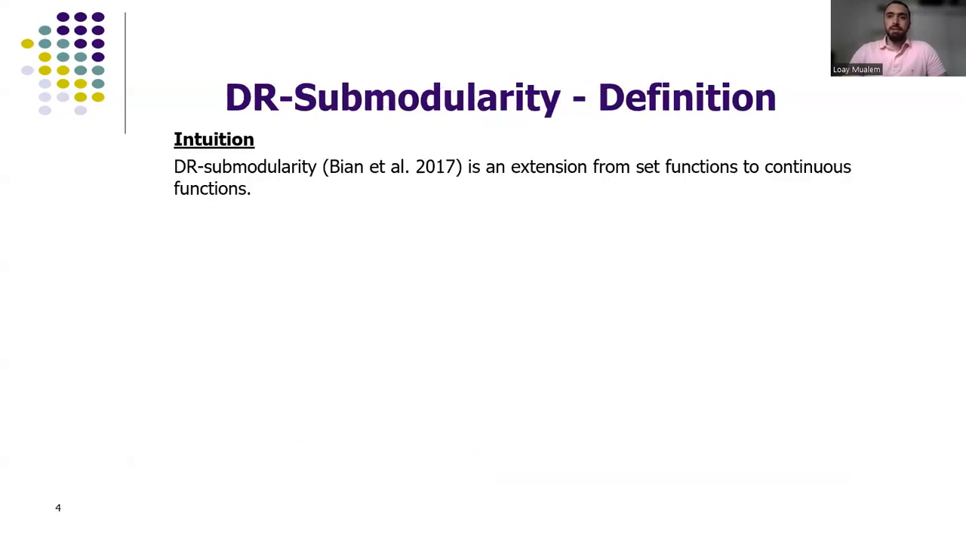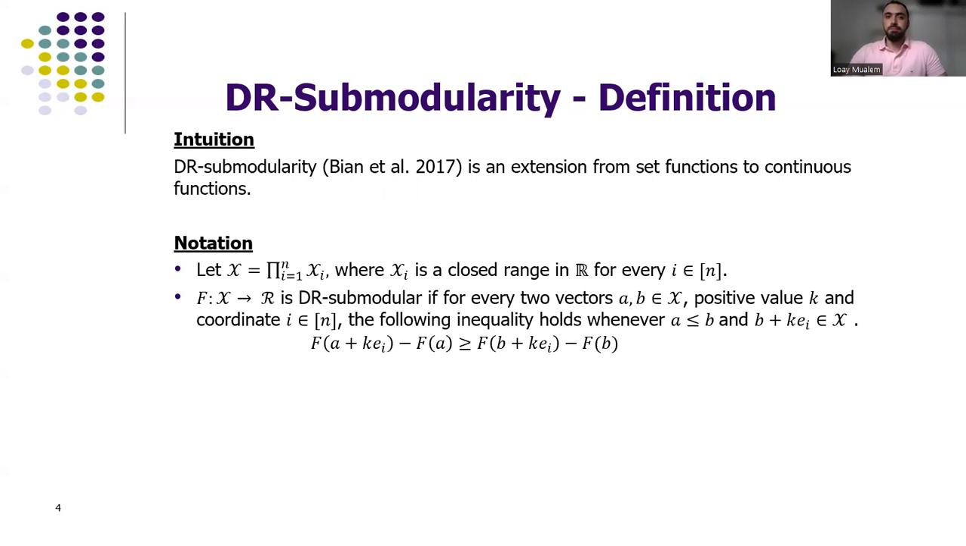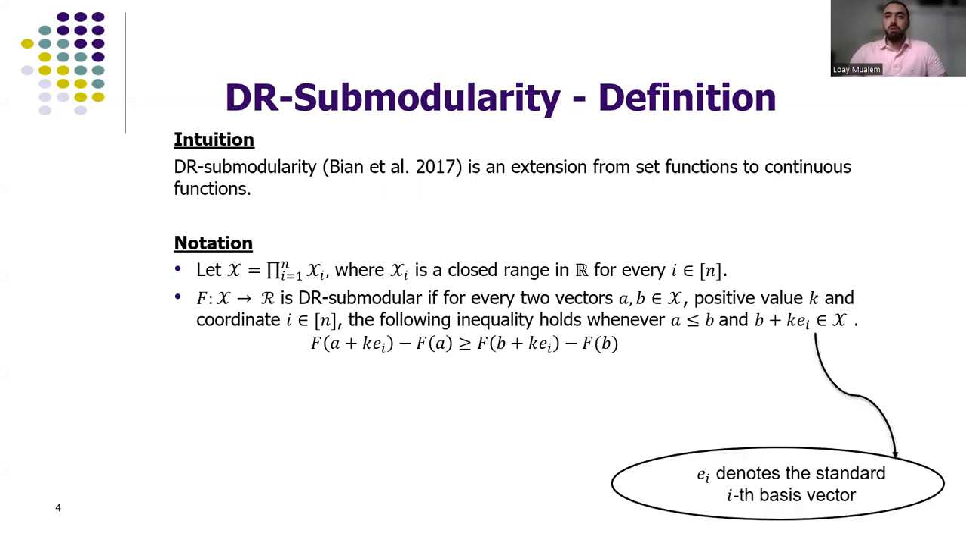Okay, as I previously said, we study an extension of the submodular functions, which is called DR-submodular functions. It was first defined by Bian et al. in 2017. DR-submodularity is an extension of the submodularity notion from set functions to continuous functions. Formally speaking, given a domain X, the function is called DR-submodular whenever the following inequality holds. Note that this inequality is very similar to the inequality in the previous slide. In fact, this is the marginal gain property in the continuous version, which is called DR-submodularity.